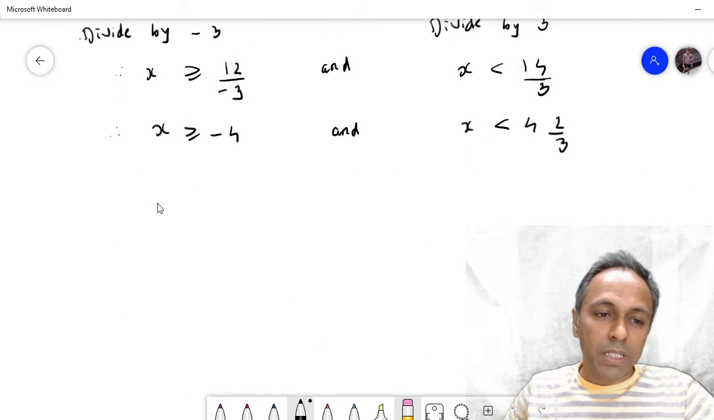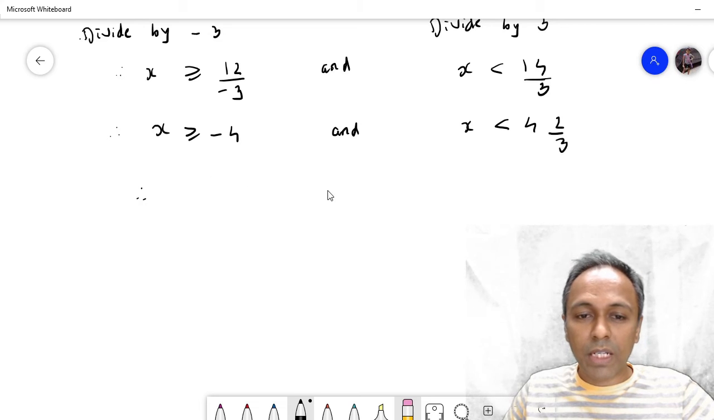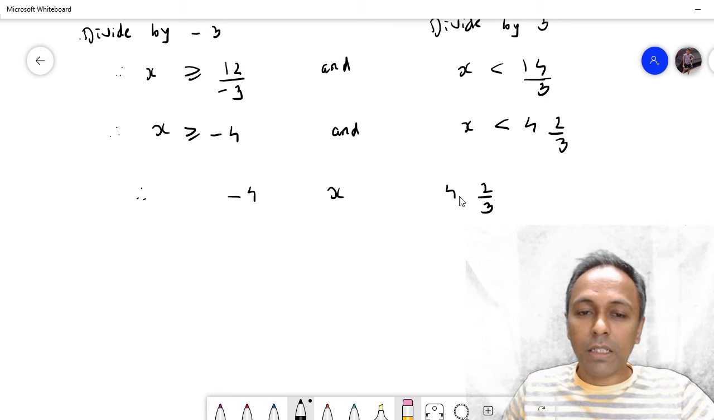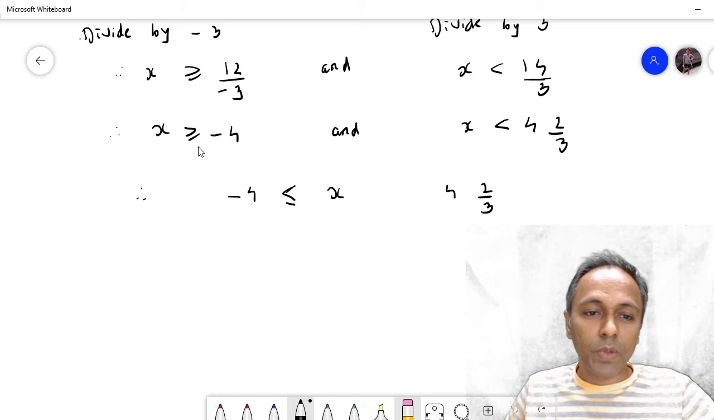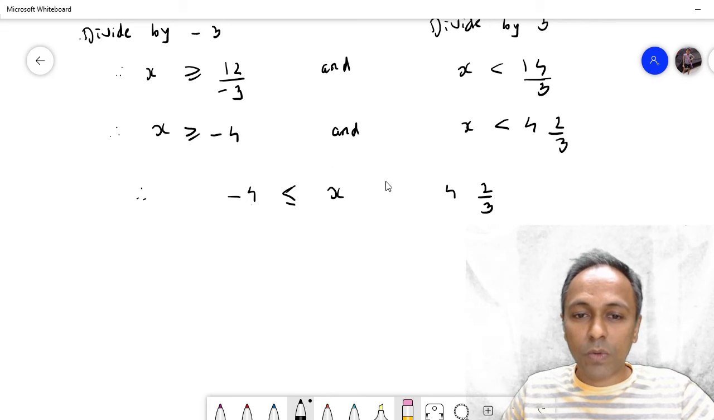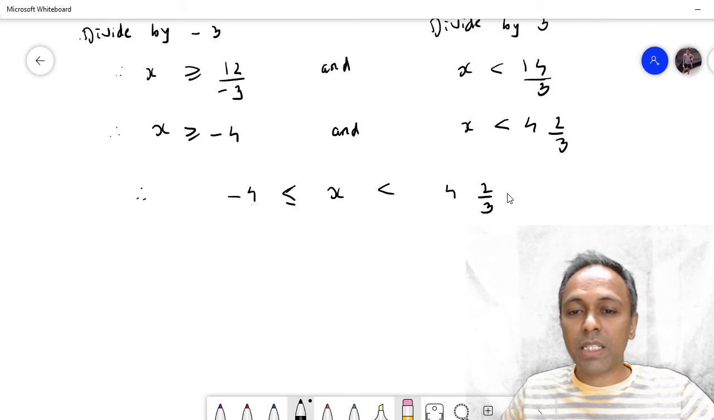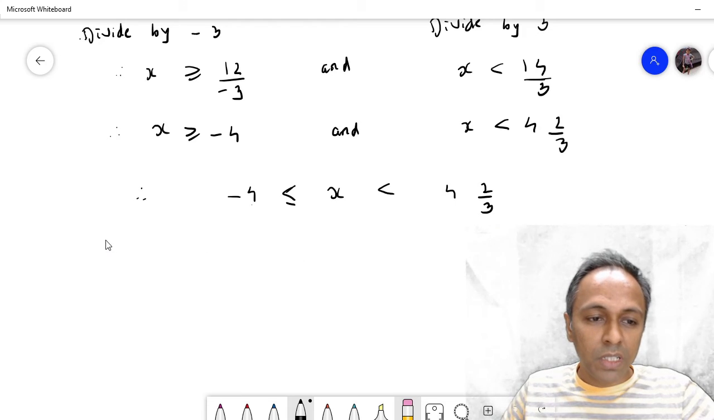How do you express both together? We have tried explaining to you. Write x, write the smaller value on the left, the greater on the right, and put the inequality sign here thinking carefully. -4 is less than or equal to x, because here x is greater than or equal to -4. And continue writing x less than 4 2/3. Let's write the solution set.